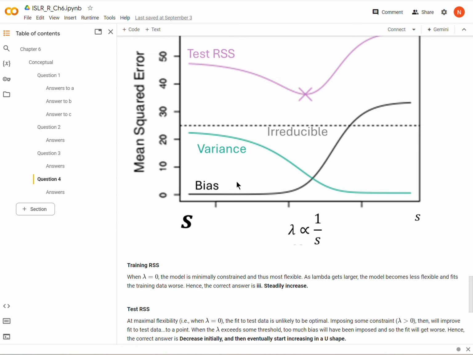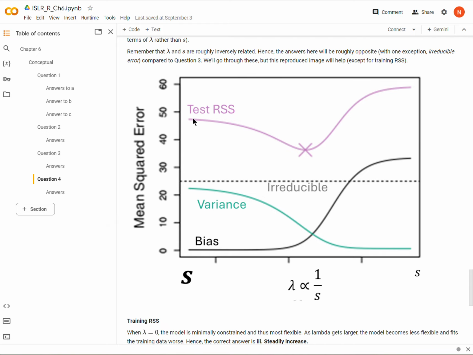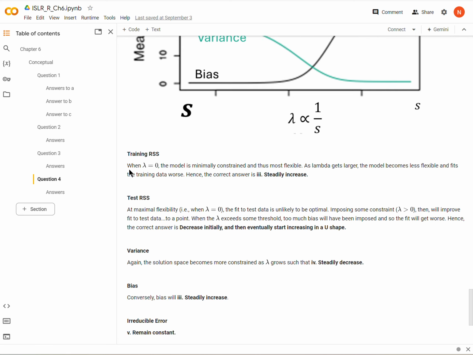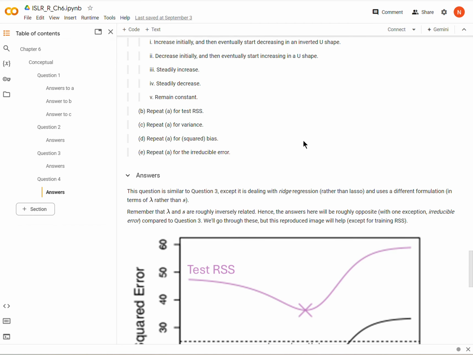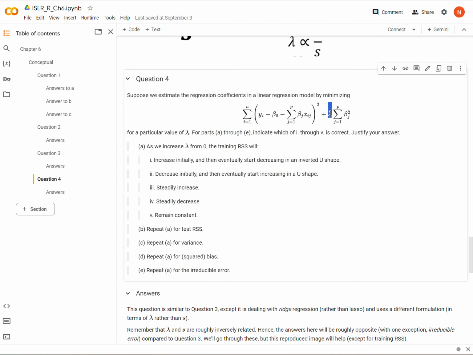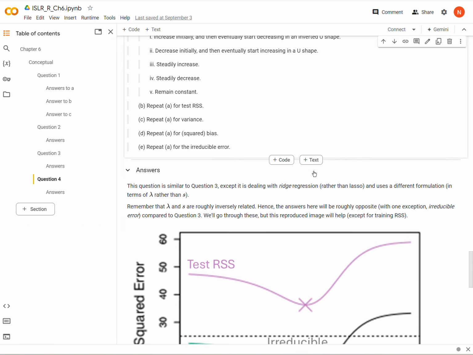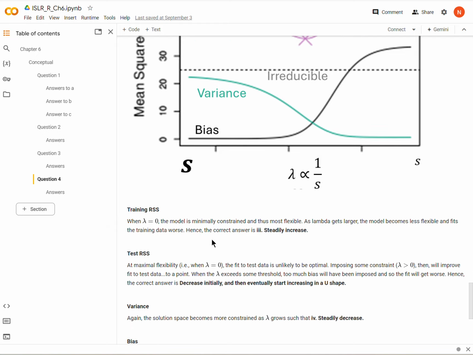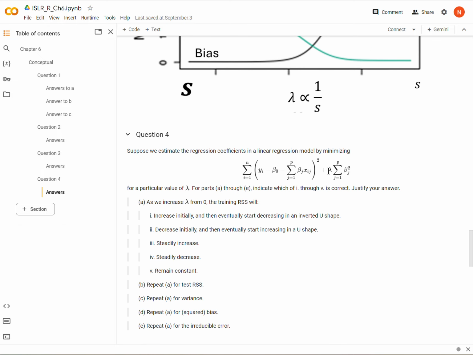Let's talk about the training residual sum of squares. This is actually the only one that cannot be read off of this image, so let's think about what happens as lambda goes from 0 and then gets bigger and bigger. What's going to happen to the training residual sum of squares? Well, when lambda equals 0, this term right here is 0, and this term is the penalty. So when lambda equals 0, the entire expression is minimally constrained.